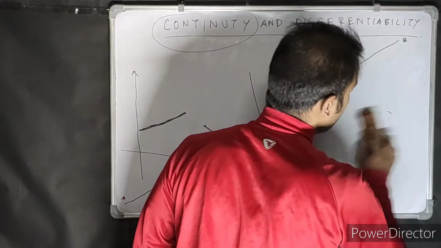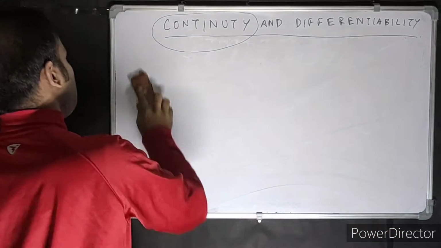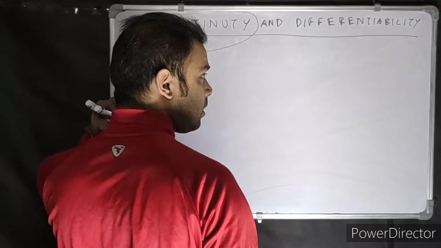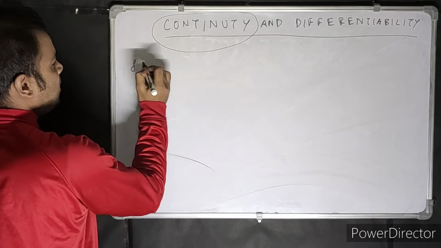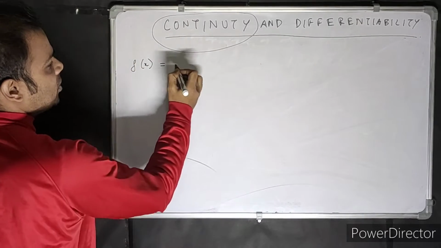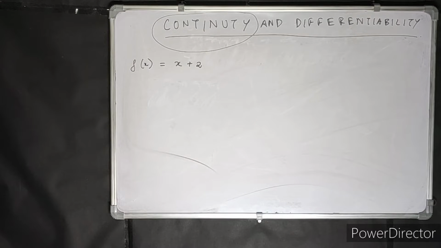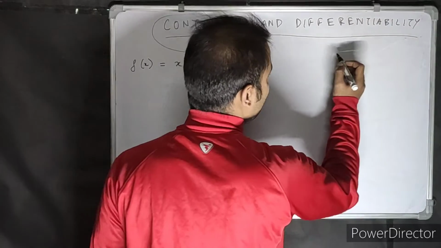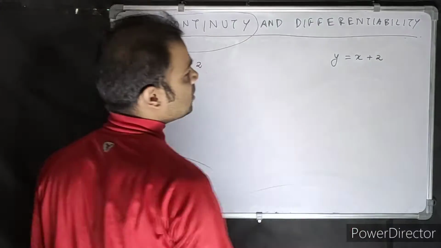By now all of you know what a function is, and you all have the knowledge of limits because you all have studied it in class 11. If you don't know what limits are, then you can watch my class 11 videos on limits. So let us start. Let's say I give you a simple function, f of x equals x plus 2. In class 9 or class 10 or whatever class, you might have learned it like this: y is equal to x plus 2.